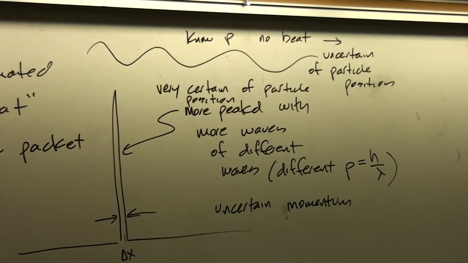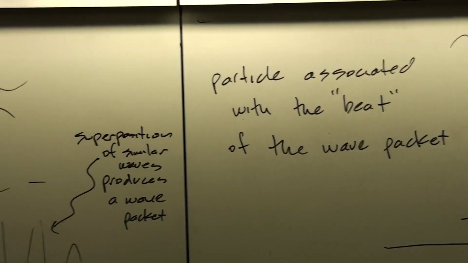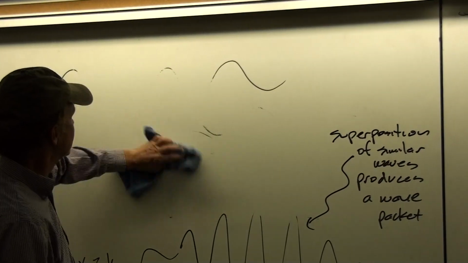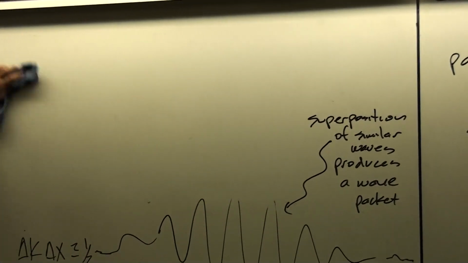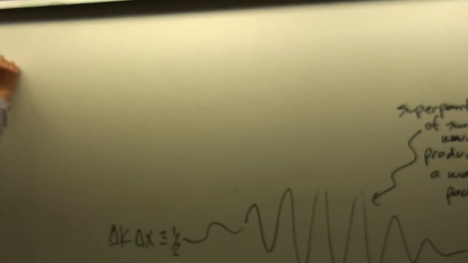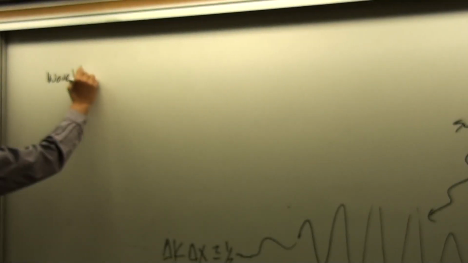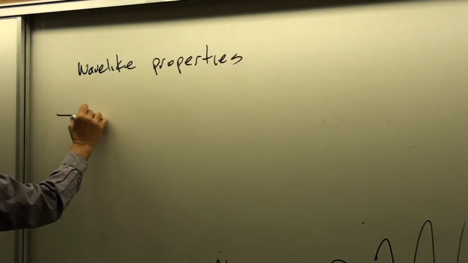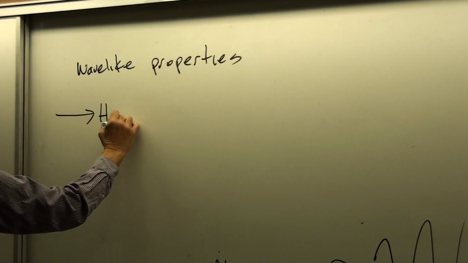And so all these things can be put together into a single equation called the Heisenberg uncertainty principle. So that's what I'm driving at here, is by looking at these wave-like properties, we're led to the Heisenberg uncertainty principle.